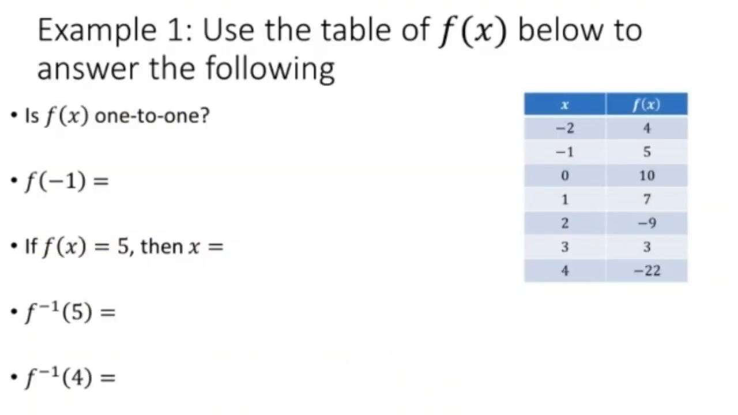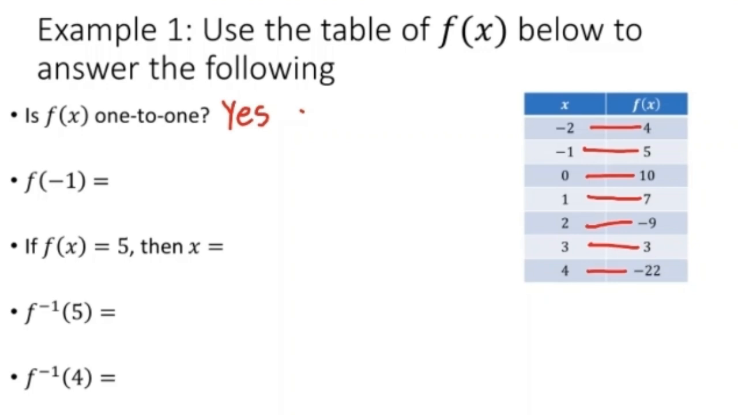Now we'll explore our definitions with the following example. In this example, we're going to use the table to the right to answer the following questions. The first question, is f of x one-to-one? In order for a function to be one-to-one, that means each output value corresponds to exactly one input value. If we take a look, 4 only corresponds to -2, 5 only corresponds to -1, 10 only corresponds to 0, 7 only corresponds to 1, -9 only corresponds to 2, 3 corresponds only to 3, -22 only corresponds to 4. We can see from the table that each value of our function is produced by exactly one input value, so our function f of x is one-to-one.